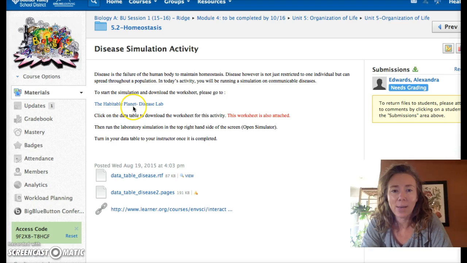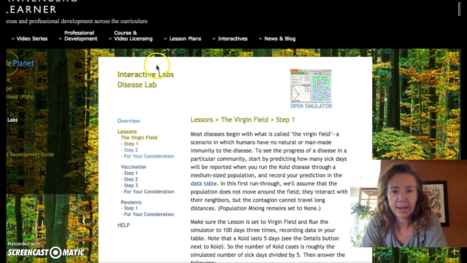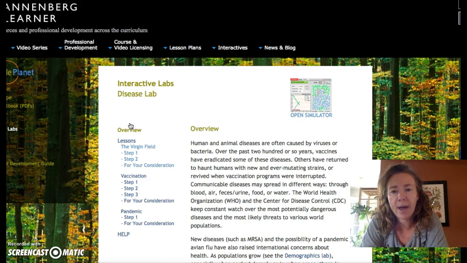We'll be going to an outside website to run the simulation. We've also got the data table down here you can click. Some of you, particularly PC users, might find this top one better. Mac users, this bottom one. You can also download it from the website, which is here or here. So let's go to the website. The Habitable Planet, there's a quick overview that just talks a little bit about how disease travels within a population.